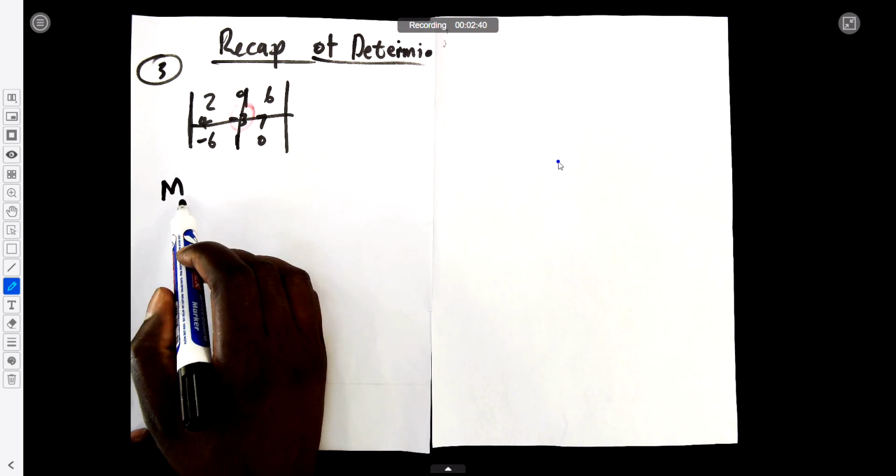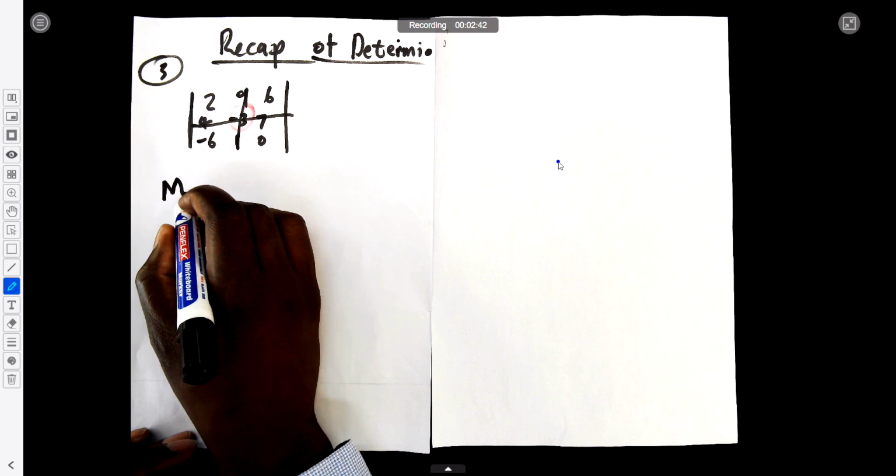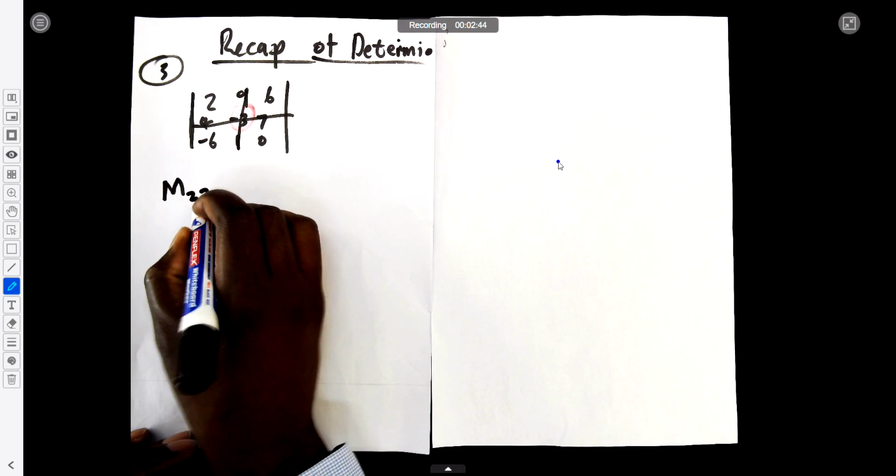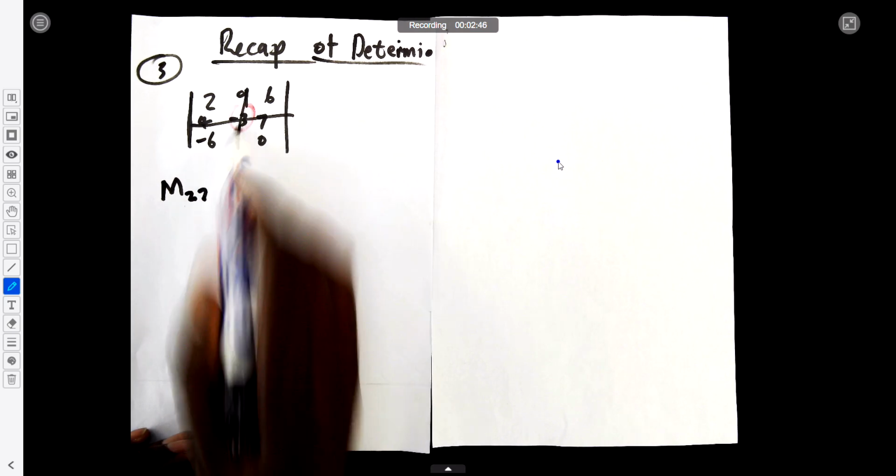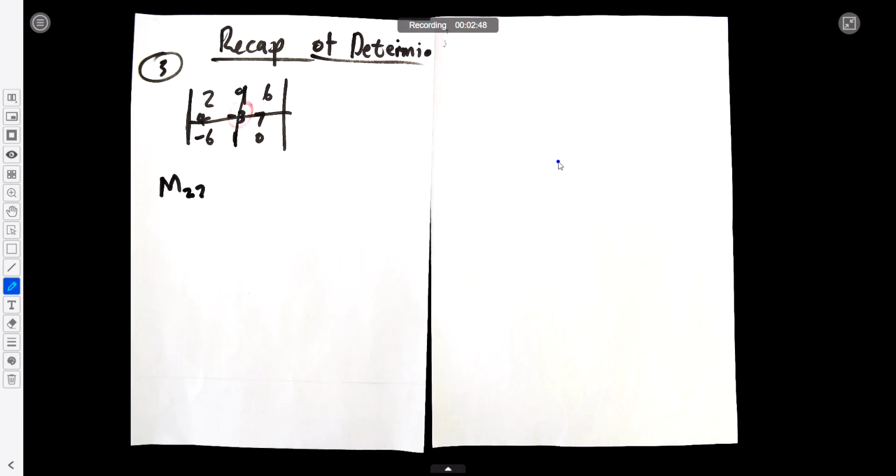So we must say M, the subscript here must be M22, right? Because element -3 is in row 2, column number 2. So when they say do a calculation, maybe for an example, they'll say determine M22. Then you'll know that I'm going to the second row, second column, and then you eliminate vertically and horizontally where you have -3. That's the minor you're looking for.